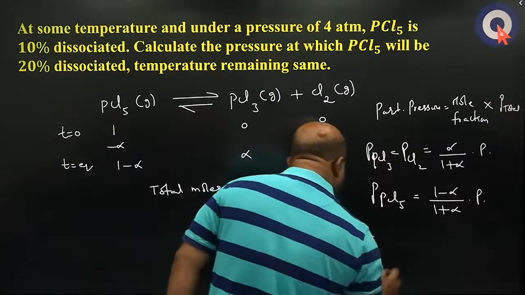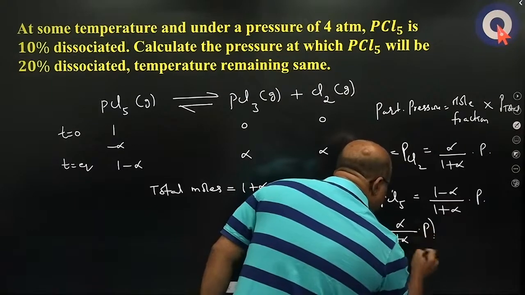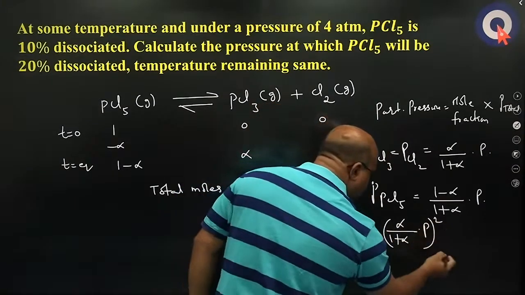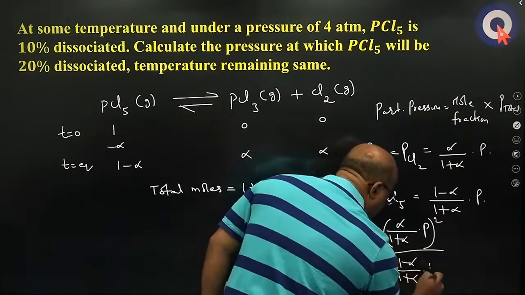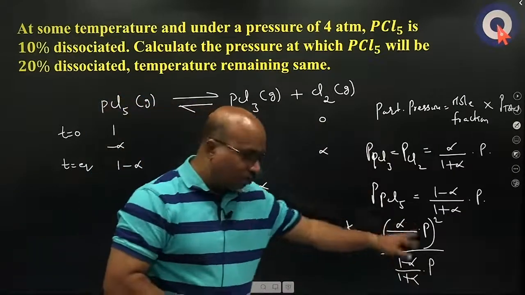So this is what we have to write: alpha by 1 plus alpha into P. This is PCl3 as well as Cl2, so the square we will write directly. Then 1 minus alpha by 1 plus alpha into P. So what will its expression be?